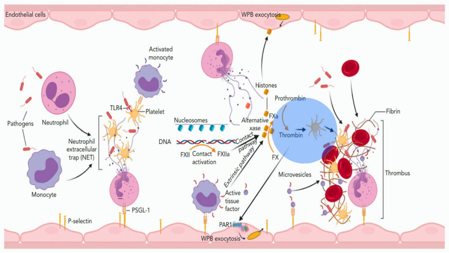NETs and pro-inflammatory cytokines induce tissue factor expression on monocytes. TF expression leads to TF-mediated coagulation. Cell-free DNA supports contact activation and triggers the intrinsic coagulation pathway. Extracellular histones activate platelets and induce exocytosis of endothelial storage granules.